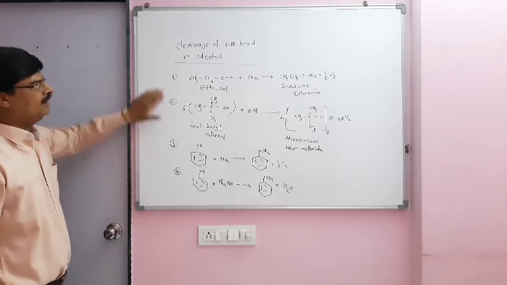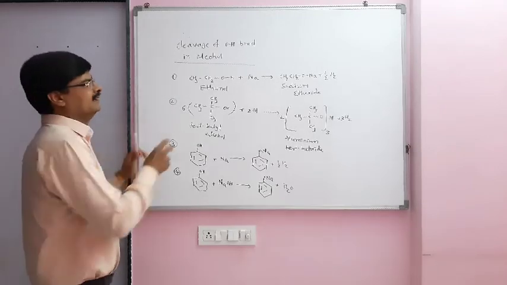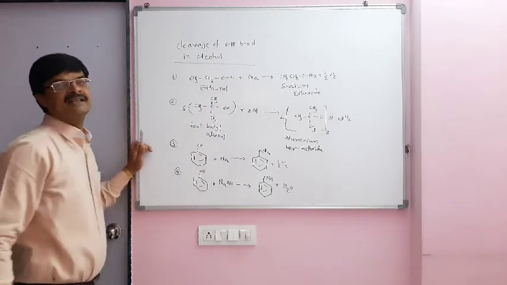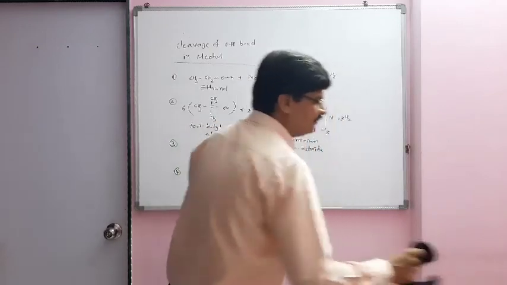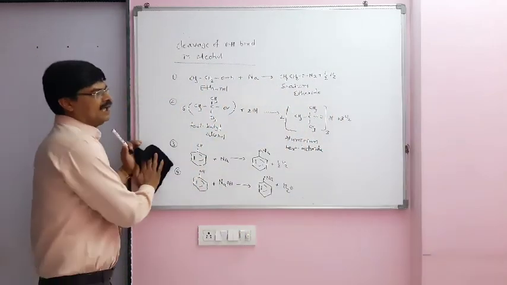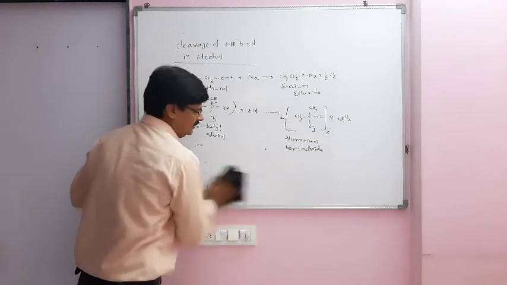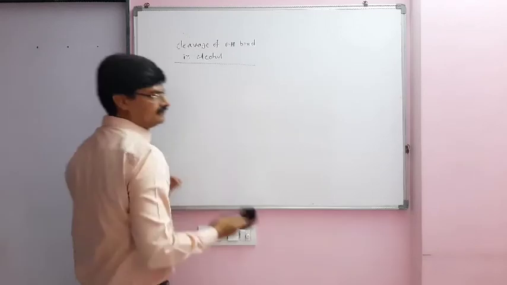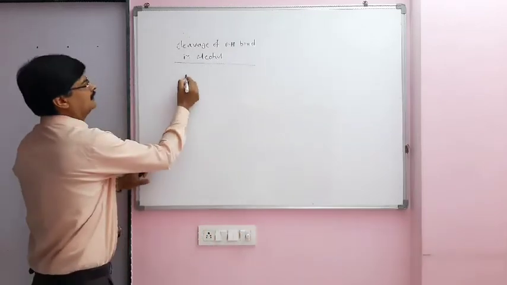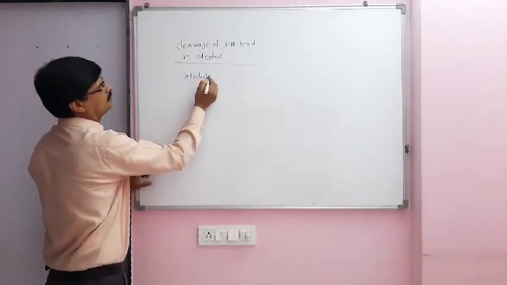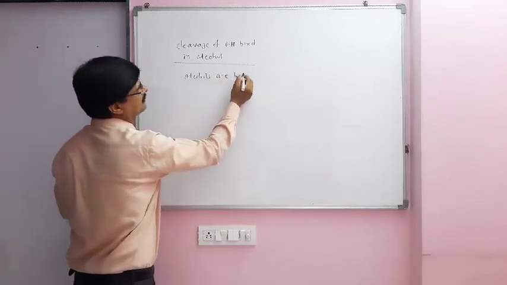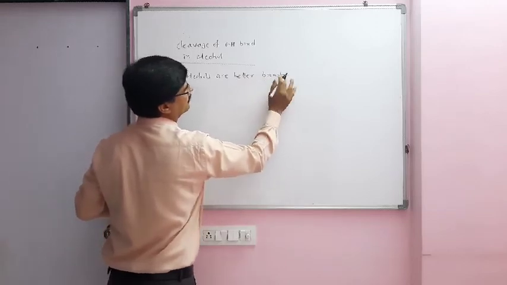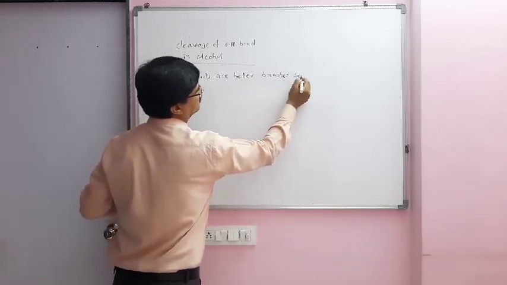So from all these 4 reactions, we can say that ethanol, or say alcohol, and phenols have acidic character. Now we will see how alcohols are better Bronsted acids. Let us look at the example. Alcohols are better Bronsted acids.